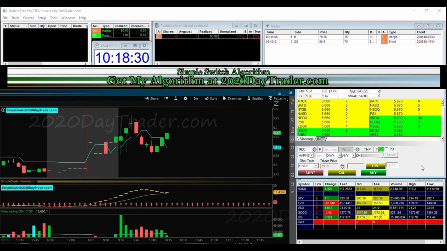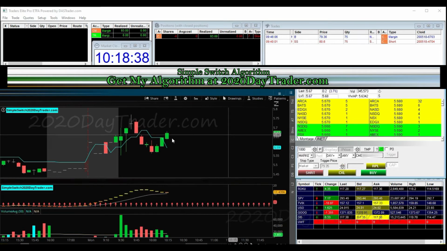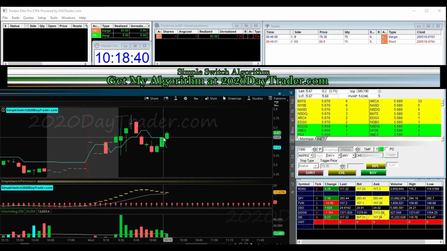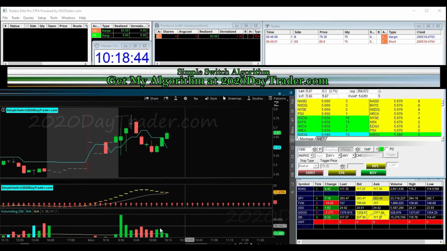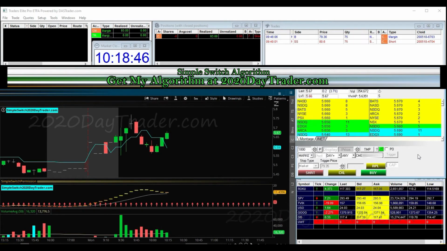Yeah, with this algorithm, I don't need to know anything about candlestick patterns. I don't need to know about support, resistance, trend lines. I don't need to know any of that. All I need to know is the algorithm switched. It's telling me to go long. It's giving me permission. Volume agrees with what I'm doing, and I'm getting in. So that's pretty much it. And then once I get in, it gives me all my levels. It tells me where my stop is. It tells me where my first target is, second target, and so forth. So yeah. All right, we'll be back in about a minute.